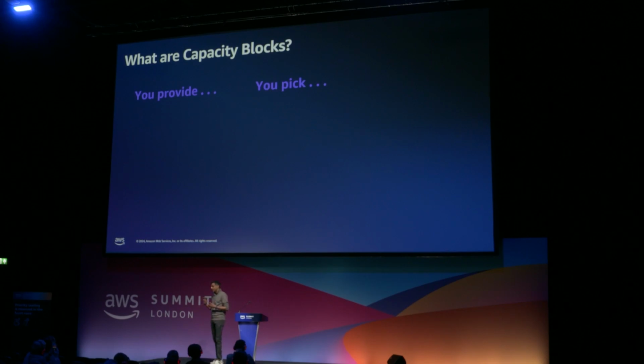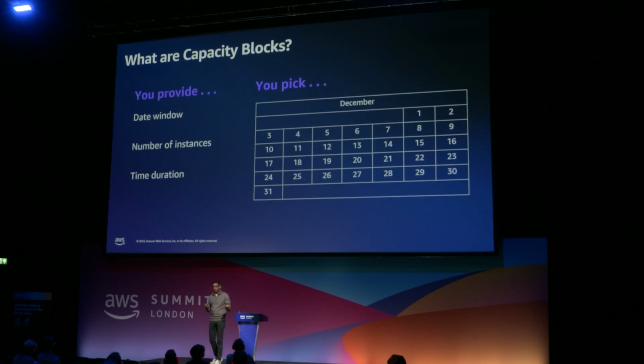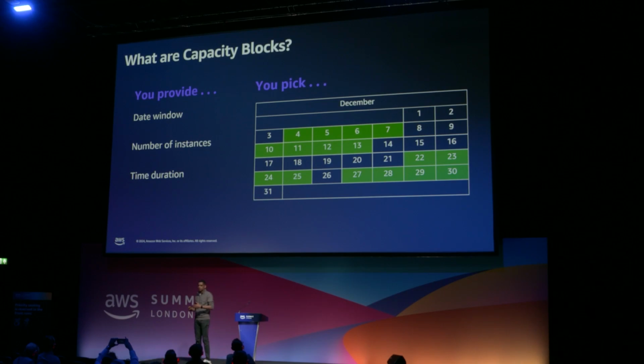It works like how you book a hotel room when you're planning a vacation, right? You give a date window, you give the number of instances that you want, and then you give the time duration you want those GPUs for. EC2 will come back and tell you when the capacity is available. Then you can go ahead, make the reservation right away, and you're sure that capacity would be available to you at that future point in time. So this helps with the capacity problem.